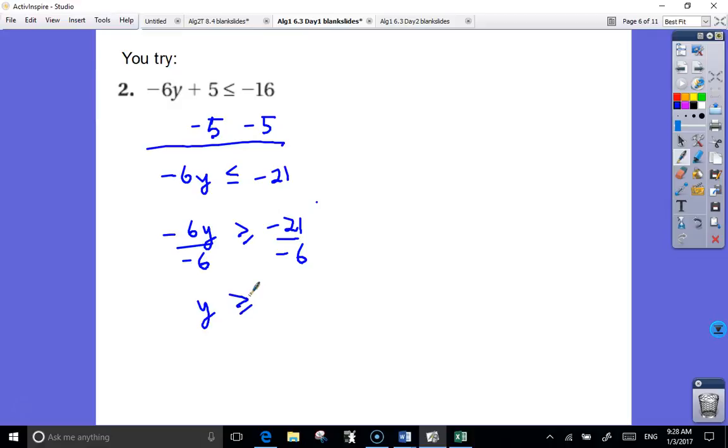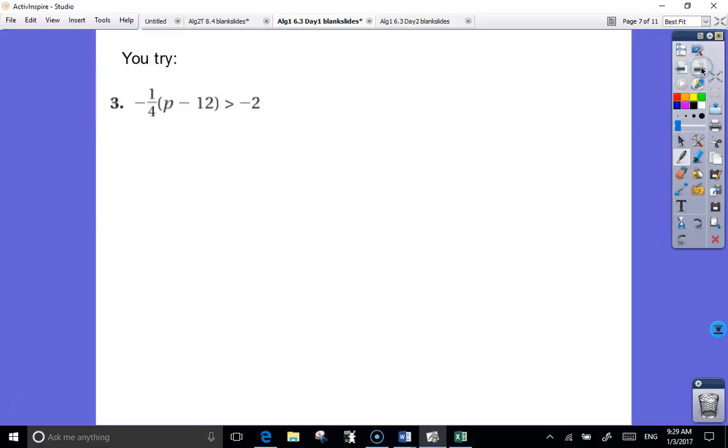So what was negative 21 over negative 6? Positive 3.5, sounds right. Open or closed? Right or left? Right. Here we go. Okay, try that one.